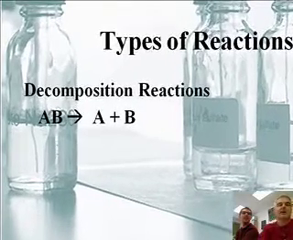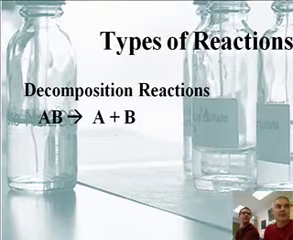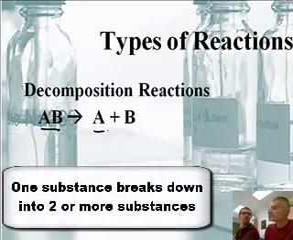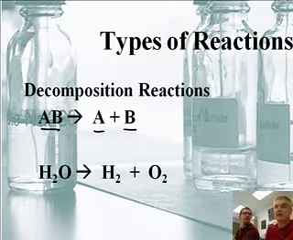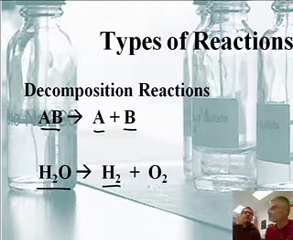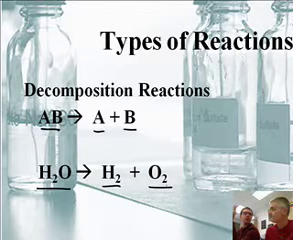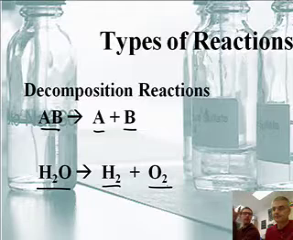So in a decomposition reaction, you have one substance that turns into two or more. Usually two, it could be more. So AB turns into A and B. An example of that would be actually the reverse reaction, the one we just talked about. Water can be decomposed into hydrogen and oxygen. Guys, this is the exact reverse of a synthesis or combination reaction. If you flip it around, you have a decomposition reaction.